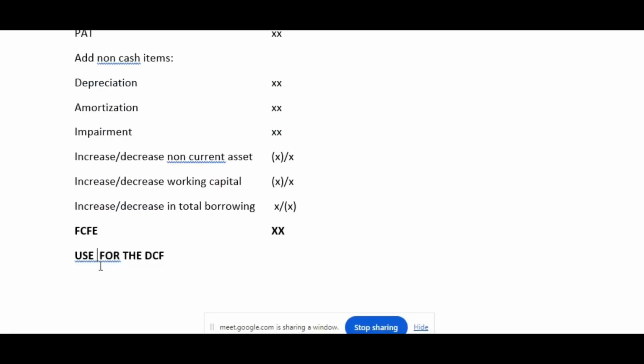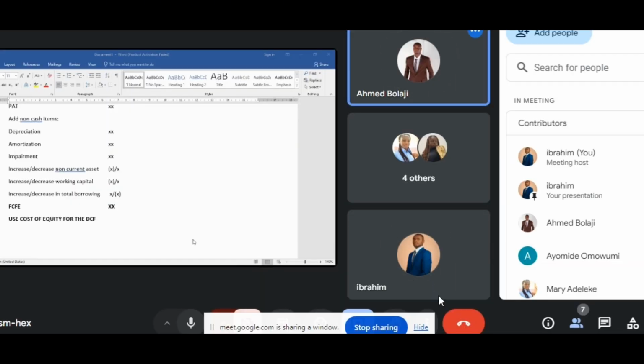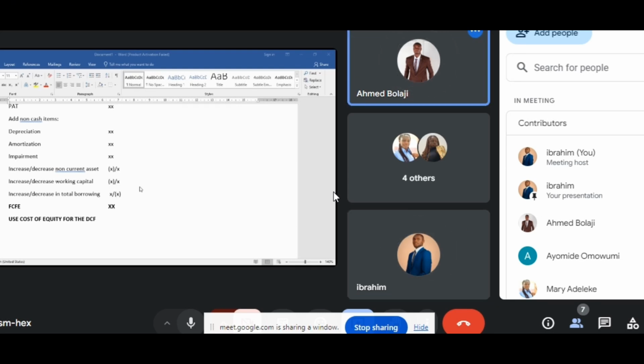Free cash flow to equity: you use what? Cost of equity as the DCF rate. So when you are to discount it to the present value, you use the cost of equity. So the cost of equity that is being given, or you calculate it using CAPM and some other stuff.